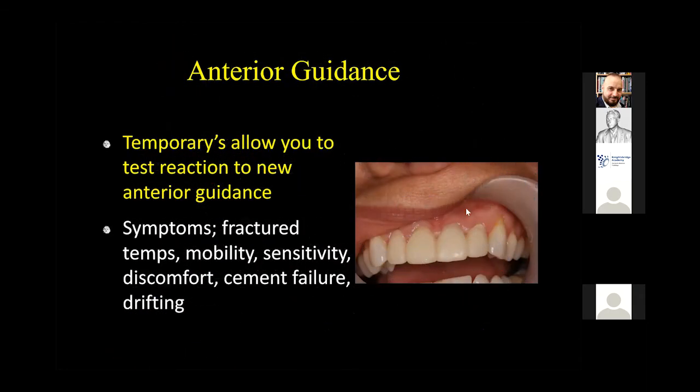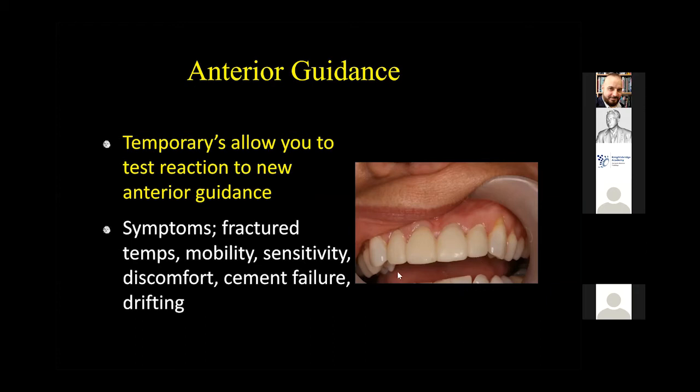Once you get that, the temporary is ready, and it's done according to a good occlusion, because you spent time testing the static occlusion and the lateral excursions, and you adjusted them until you got the canine guidance or group function sorted. Now I'm going to do the definitive restoration. So how would I copy the palatal aspects of the temporary, which is already in good occlusion, into my definitive restorations? First of all, we need to check that there's no fracture. If there is any fracture, mobility, sensitivity, cement failure, discomfort or drifting, that means the patient is not tolerating the occlusal scheme or the increase of OVD, if there is an increase of OVD. So that is, of course, sorted already.